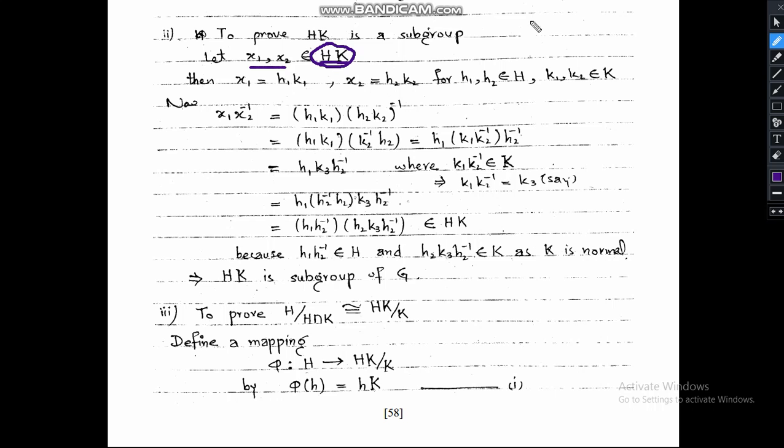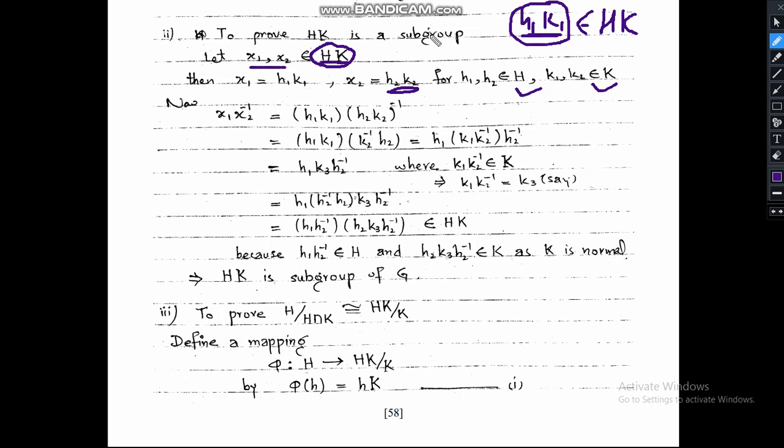So what will be the nature of the element of HK? Because it is a product, the element of HK will be the composition of an element of H as well as an element of K. So let us suppose h1 is the element of H and k1 is the element of K. So h1 k1, this will be a closure composition and that will be available in HK because HK is the product. So here we will take the product of their elements individually. Similarly, x2 can be defined in terms of h2 and k2, where h1 and h2 belong to H and k1 and k2 belong to K.